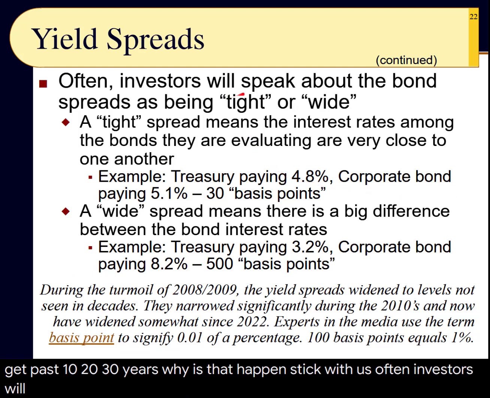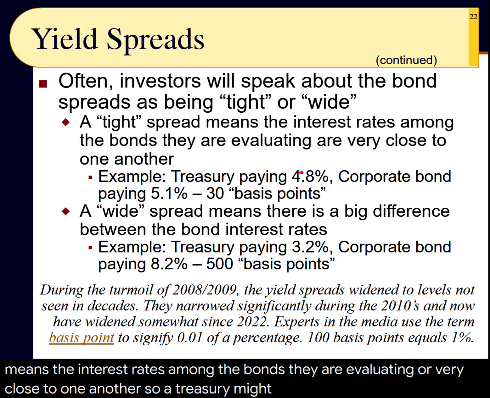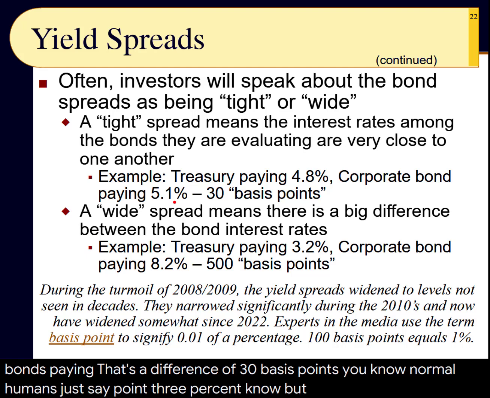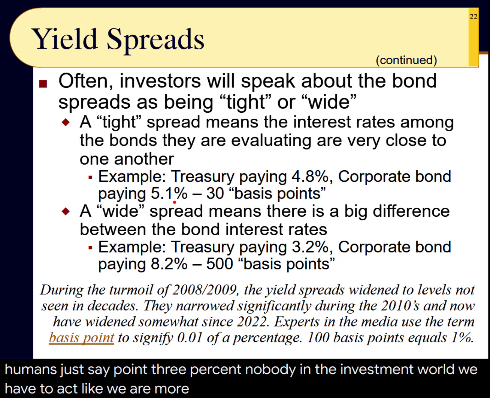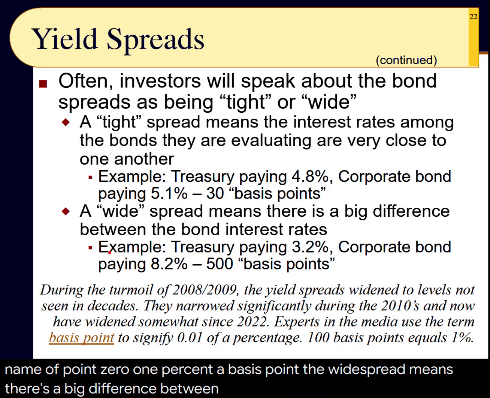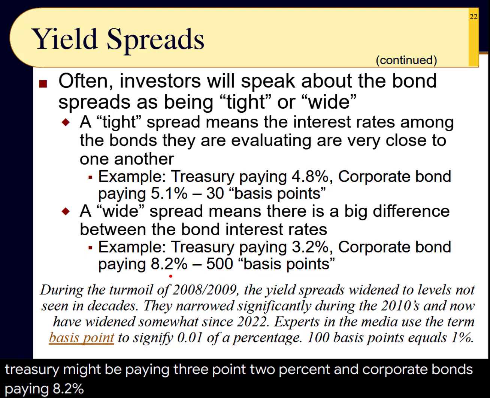Often investors will speak about the bond spreads as being tight or wide. A tight spread means the interest rates among the bonds they are evaluating are very close to one another. So a treasury might be paying 4.8%, corporate bonds paying 5.1%. That's a difference of 30 basis points. Normal humans just say 0.3%. No, but in the investment world, we have to act like we are more important than other people. So we give the name of 0.01% a basis point. The wide spread means there's a big difference between the bond interest rates, where a treasury might be paying 3.2% and corporate bonds paying 8.2%, and that would be 500 basis points or 5%.